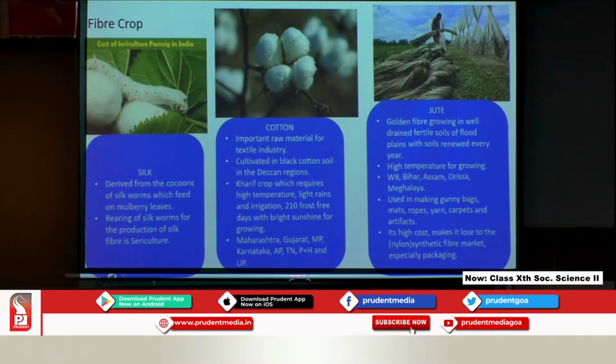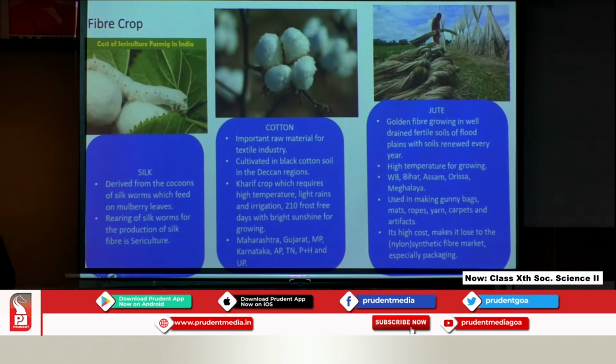The next fiber that we study is cotton. Cotton is an important raw material for the textile industry. And India has been growing cotton since time immemorial. And we see that this cotton we have learned how to utilize it to the best of our ability, and India ranks a great amount or stands a great amount in the manufacture and the production of cotton materials.